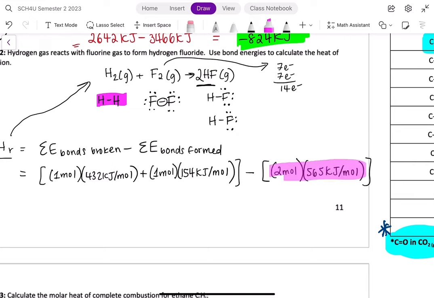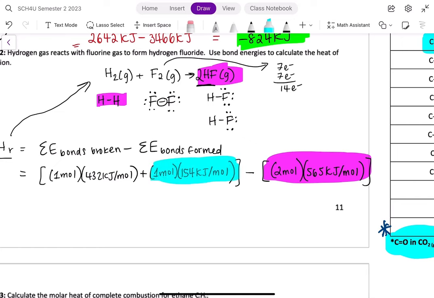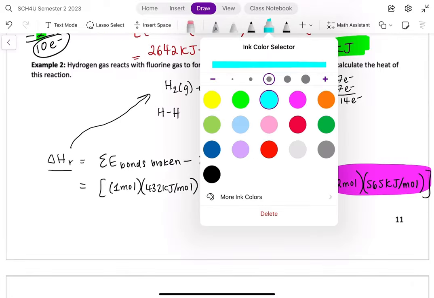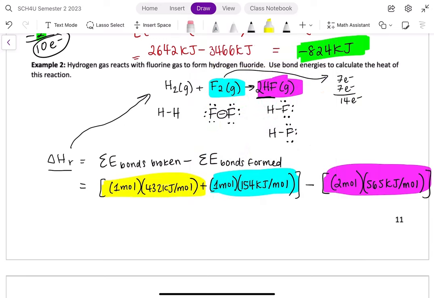Okay, so you can see here, this calculation is associated with my 2 HF bonds. This calculation here is associated with my fluorine gas. And then this calculation here is associated with my H2 gas. So after calculating the sums and then subtracting them, you will get negative 544 kilojoules as the heat of this specific reaction.